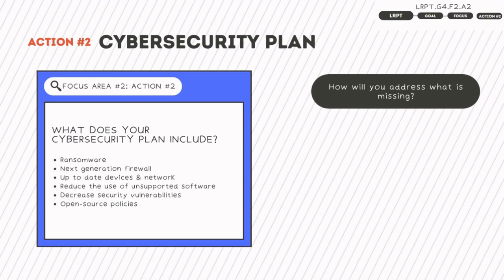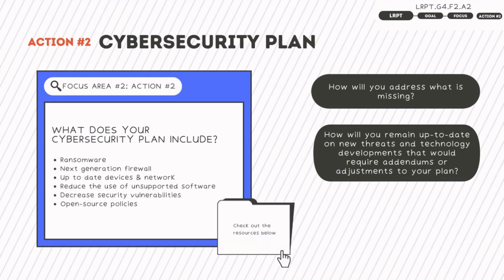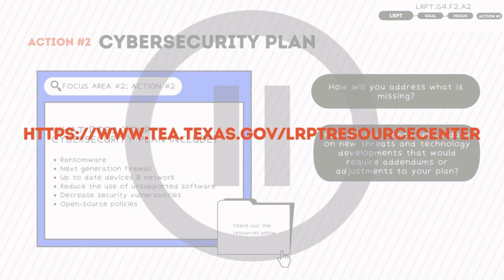Now that you've done a quick assessment of what is and is not included in your cybersecurity plan, how will you address what is missing? How will you remain up to date on new threats and technology developments that would require addendums or adjustments to your plan? Check out the resources below for more information on developing your cybersecurity plan. Pause to use the workbook to reflect on how you will grow and develop your cybersecurity plan. How is your cybersecurity coordinator empowered to make changes as necessary?